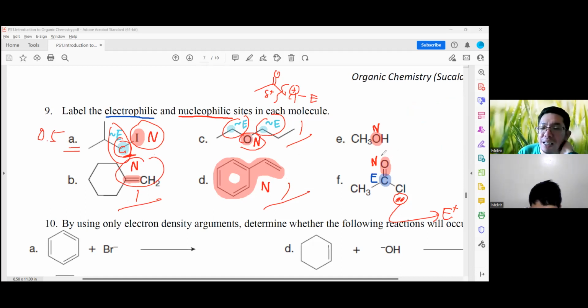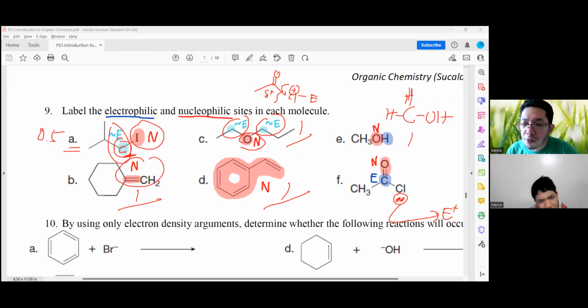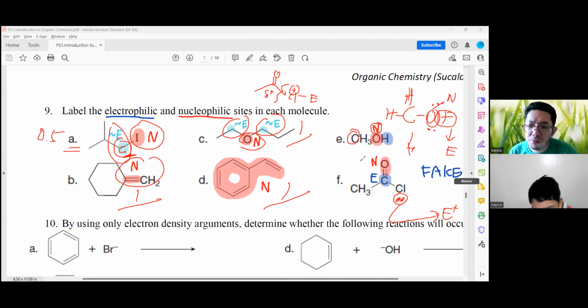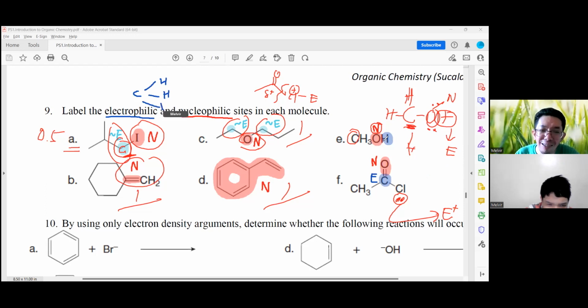So sa letter E, charan! Drawing natin carbon, OH, and then H and H. What can you say about this oxygen? Correct. That is a nucleophilic site, no? This hydrogen is electron poor as well, no? So it's an electrophile. Good. How about this carbon? Paano yung carbon na to? Directly bonded yun sa oxygen mo eh. Hindi ganyan yan. How about this carbon?